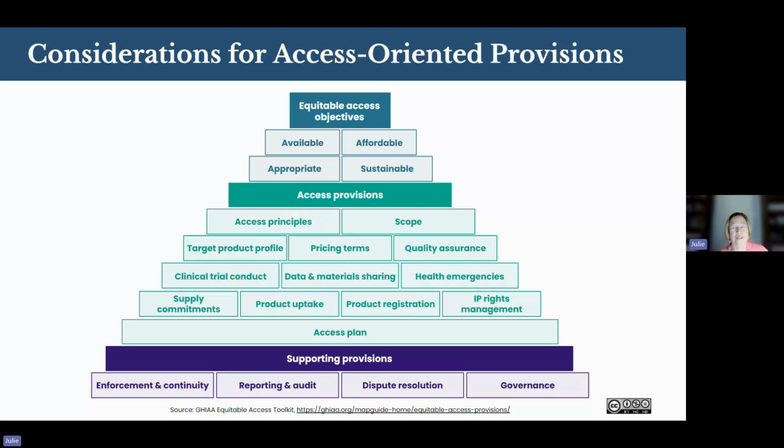What I do want to call your attention to is the supporting provisions, or the base of this pyramid. So all of those things above are incredibly important to access. But if you can't enforce them and you don't have a mechanism for continuing those obligations throughout development, it's unlikely that the product, again, will reach all of those that need it. Part of that, of course, is reporting and audit, and dispute resolution, and then the governance of the collaboration itself. So now let me show you a couple of examples.